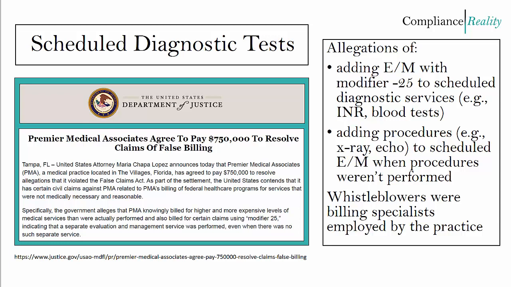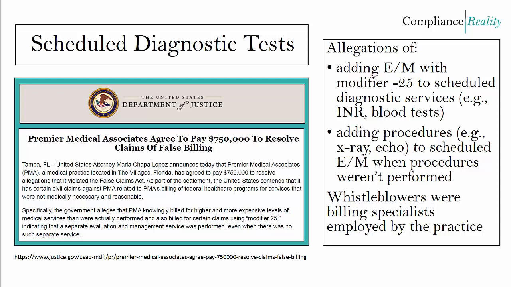workup that would warrant a significant, separately identifiable evaluation and management service above and beyond the normal pre-op or post-op care associated with that procedure. If you haven't done all of that, then you should not be billing an E&M with Modifier 25. Now, if you do all of that, then billing an E&M plus the procedure or the test would be appropriate. You'd use Modifier 25 to designate that E&M should be separately paid.